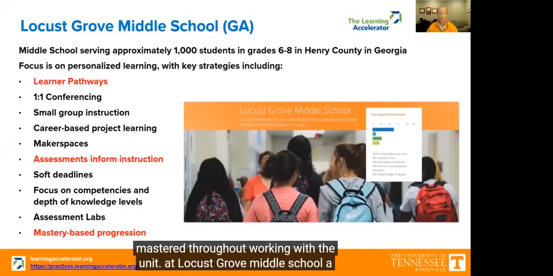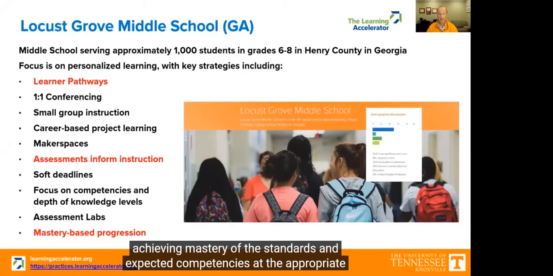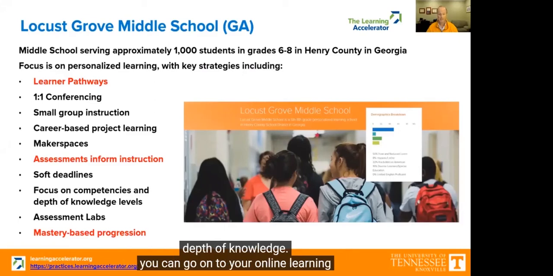At Locust Grove Middle School, a student's learner pathway will be modified based on what they know, allowing them to skip material they've already mastered. Students are also able to work at their own pace, moving faster or slower based on their need, and progressing ahead upon achieving mastery of the standards and expected competencies at the appropriate depth of knowledge.